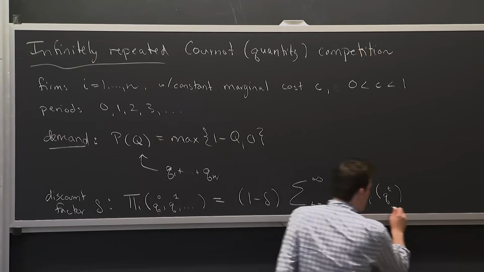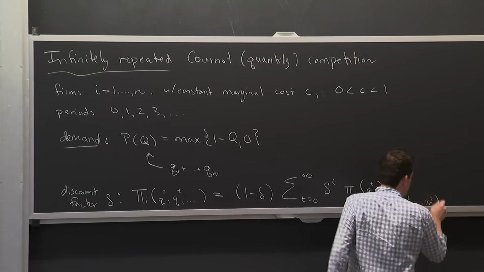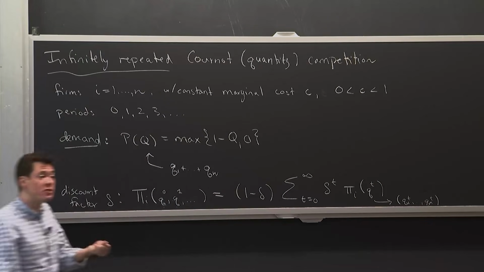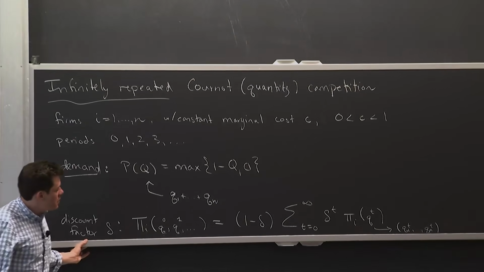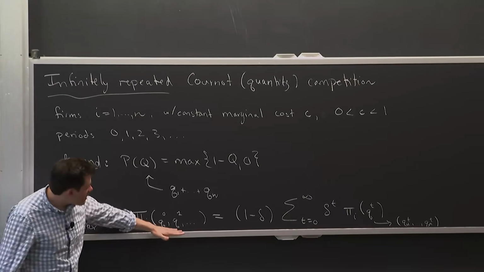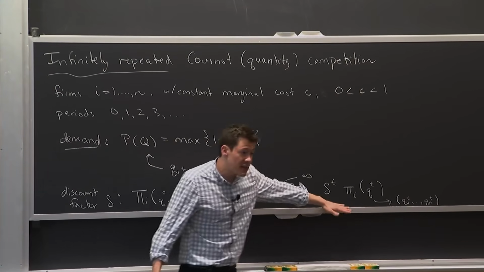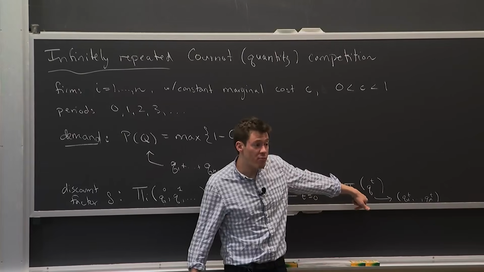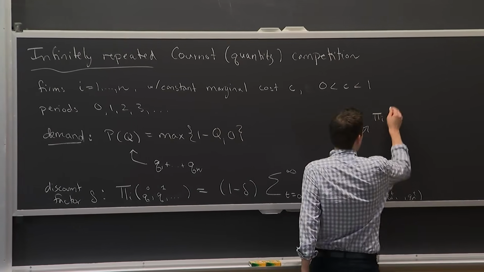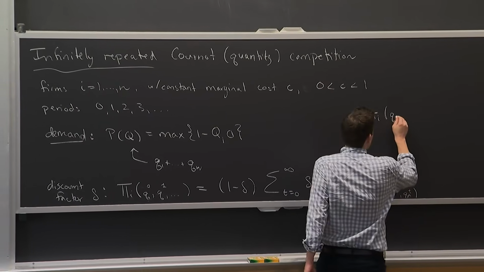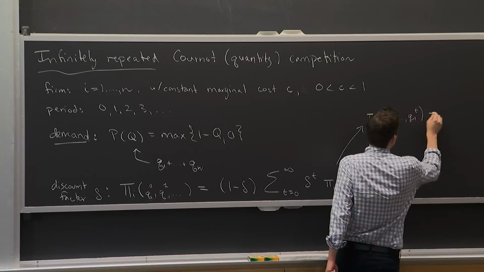Remember, what is Qt? Qt is Q1t up to Qnt. It specifies how much each firm produces in period t. So we can now say what is a firm's average discounted profit from a sequence of production decisions. We can express it like this, but we still have to fill in what the per period profit is. So let's recall where in general pi I of Q1t up to Qnt is what?